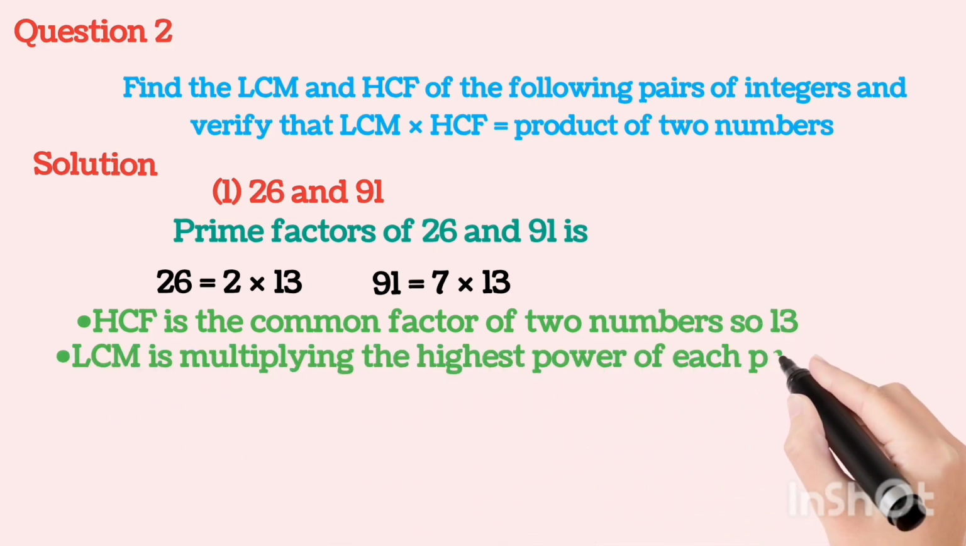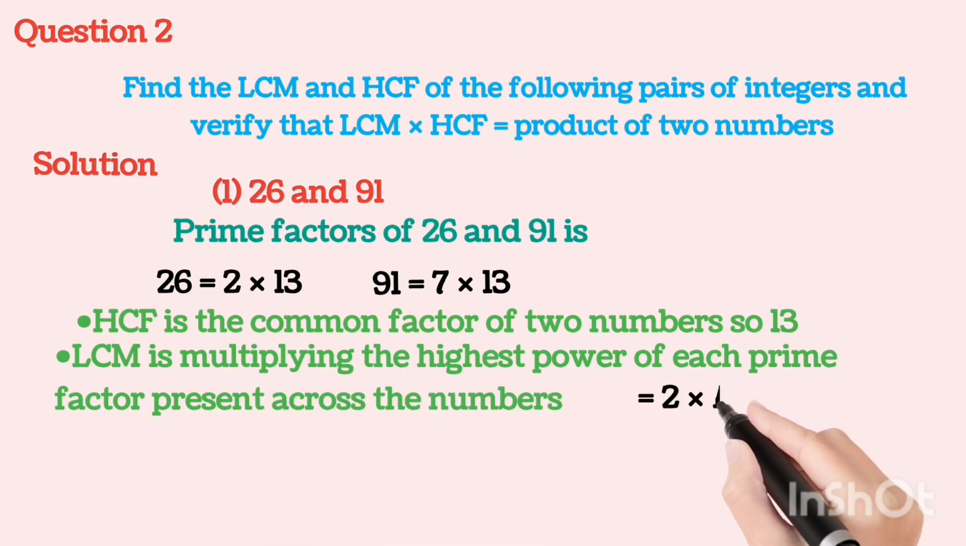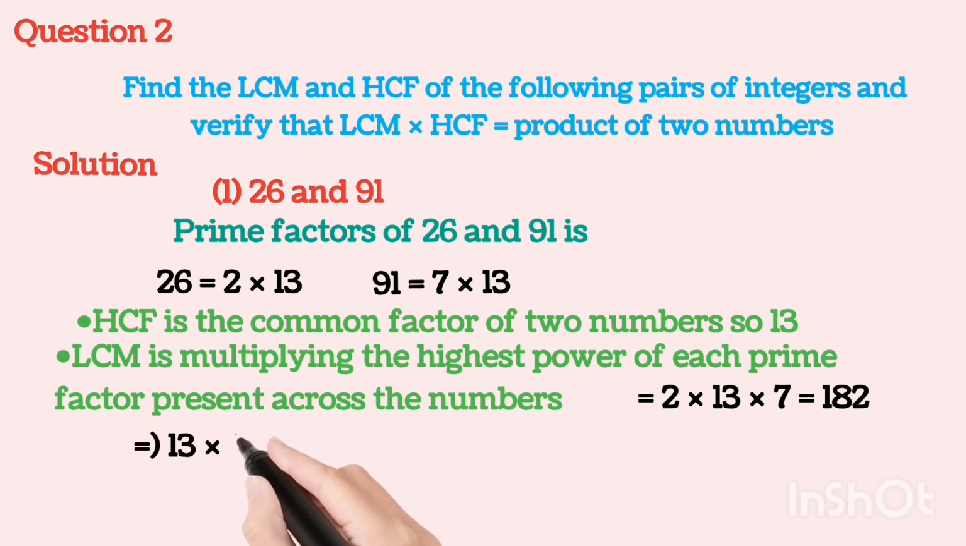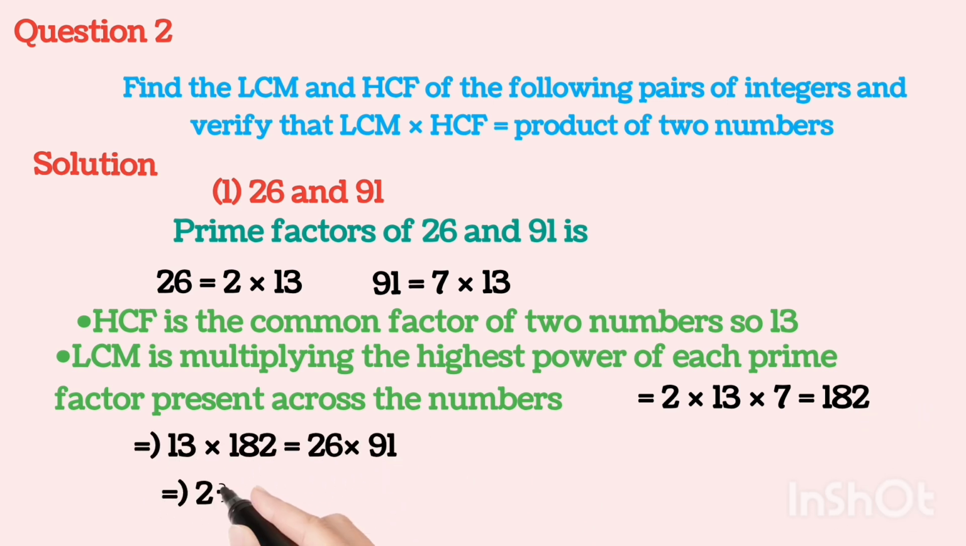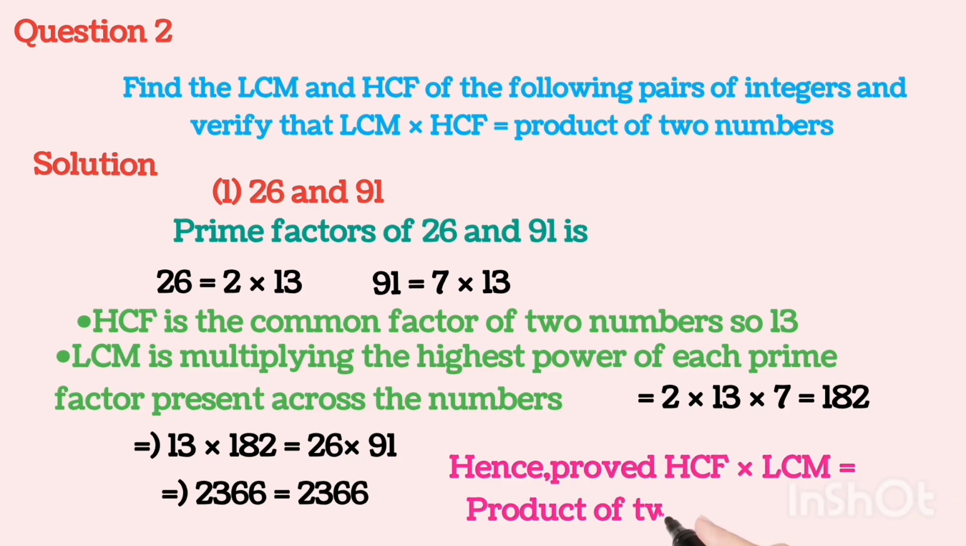LCM is multiplying the highest power of each prime factor present across the numbers, that is equal to 2 into 13 into 7, that will be 182. Now 13 into 182, that is equal to 26 into 91, that is equal to 2366 on both sides. Hence proved, HCF into LCM equals the product of two numbers.